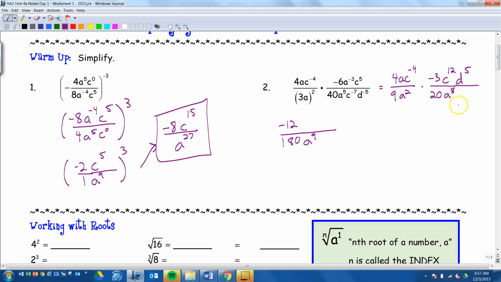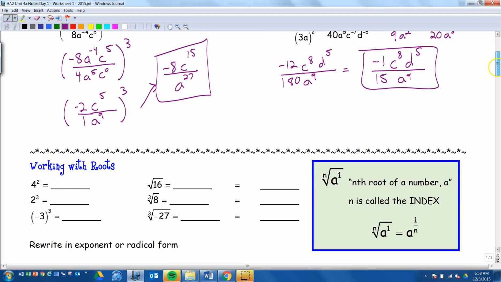D's stay on top, so let's look at the c's. I have 12 and then a -4. You can think of the -4 as 4 below, or you can add the exponents. 12 plus a -4 is c to the 8th. And then finally we have d to the 5th. And then I'm not done yet though, because guess what? These numbers simplify. You get -1 over 15 for your fraction. And now we are done. Okay, so those are from the old notes.